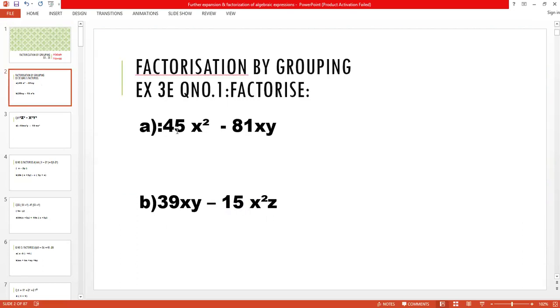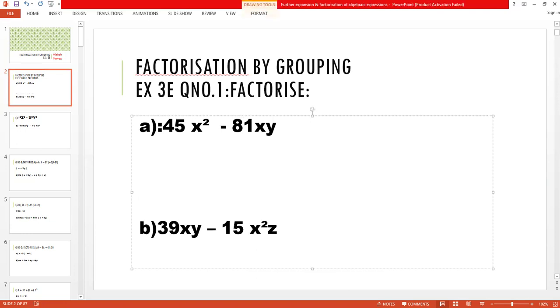Here in part A, these terms are given. How do you identify how many terms there are? By seeing the addition or subtraction signs. This shows that in this algebraic expression, we have two terms, the first one and the second one. Now, how do we group? By taking their common factor.